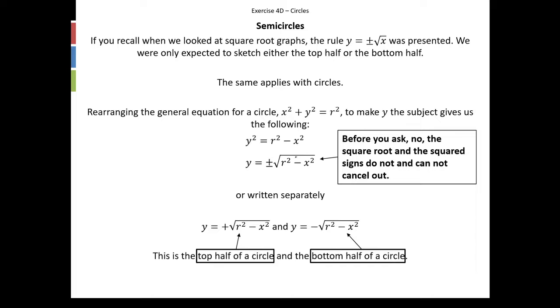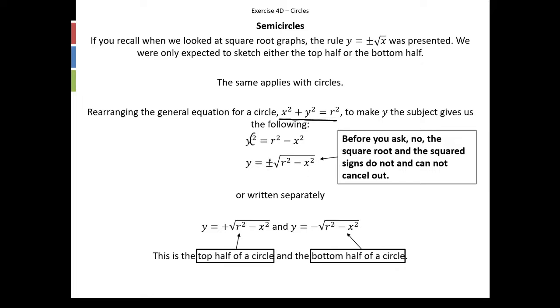If you recall, we looked at square root graphs with the rule y equals plus or minus square root x. We were only expected to sketch either the top or the bottom half. This applies with circles. If we rearrange the general equation of the circle, x squared plus y squared equals r squared, to make y the subject, it gives us y squared equals r squared minus x squared. If we square root both sides, we get y equals plus or minus the square root of r squared minus x squared.